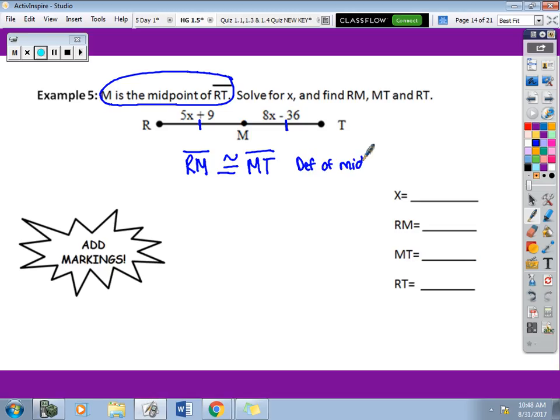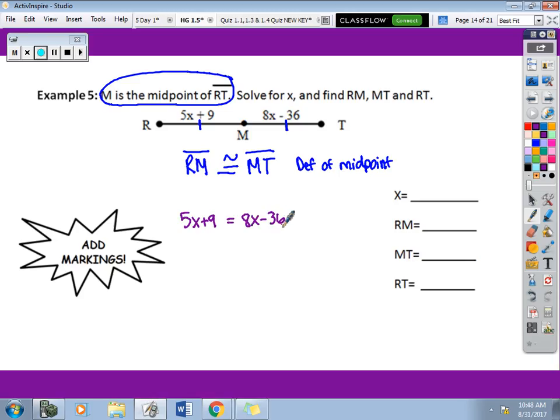Again, you're not required to do this yet, but it's not going to hurt you to write it down now and get used to seeing it. That's the very first thing you would do from that given statement. So who thinks they know what equation we could write to solve for x? 5x plus 9 is equal to 8x minus 36. Very good.